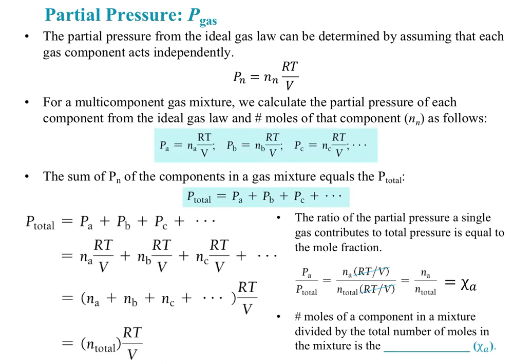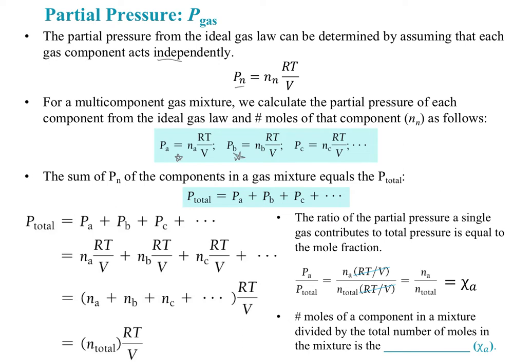So the pressure of any gas is equal to the moles of the gas times RT divided by the volume. So assuming that each of the gases are acting independently, I can find the partial pressure of each gas by multiplying the moles of each gas type. So then I have the pressure of A equals the moles of A times RT over V, the pressure of B equals moles of B times RT over V, and so on.